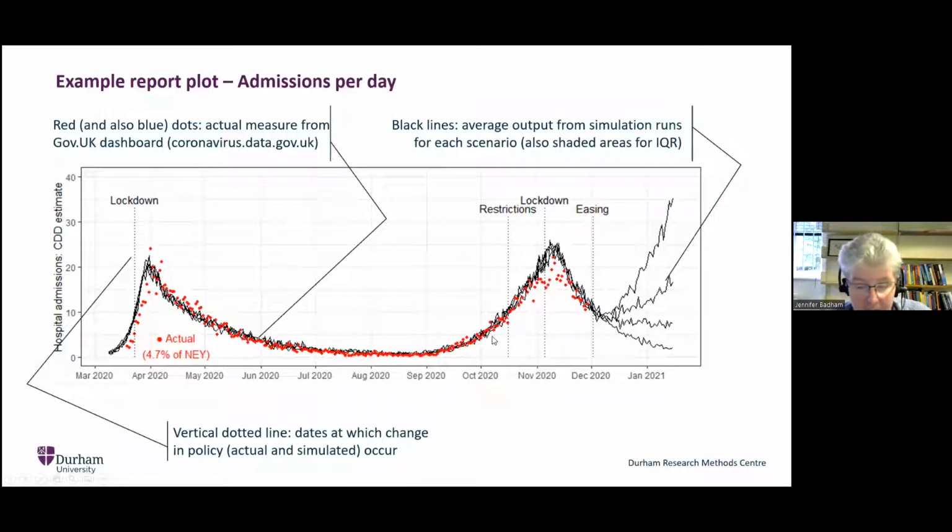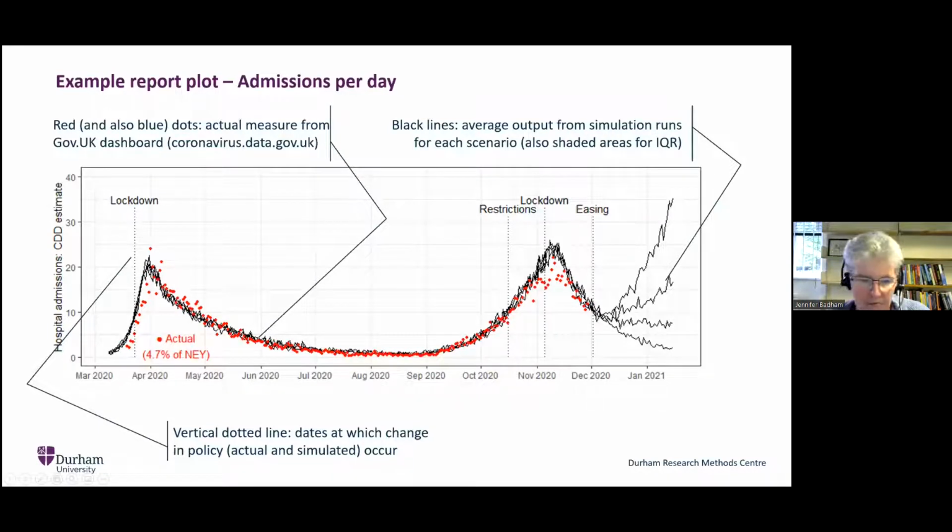Sorry, no, this is UK dots that we just prorated down to Northeast and Yorkshire. And don't be impressed by how closely this fits, by the way. This is the hand-tooled scenario to say, this is how we can reproduce the epidemic that happened, and then here are the projections out here.